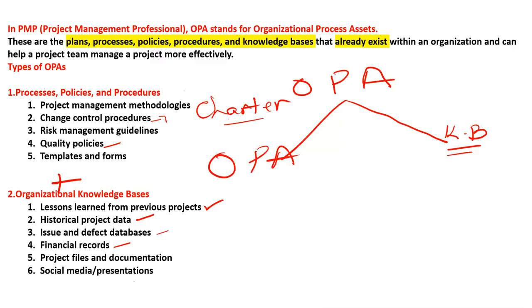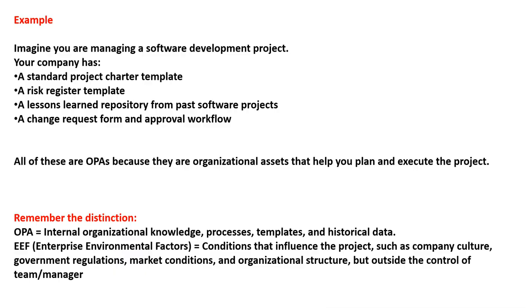I hope the difference is clear between the OPA and the enterprise environmental factor. Here I have written a very simple example. Imagine you are managing a software development project. Your company has a standard project charter template. It is part of the OPA. Risk register template, OPA. Lessons learned repository from past software projects, again OPA. A change request form. All of these are OPAs because they are organizational assets that help you plan and execute the project.